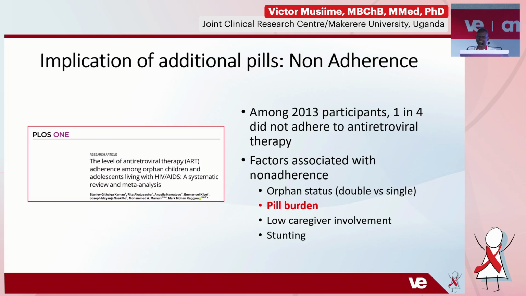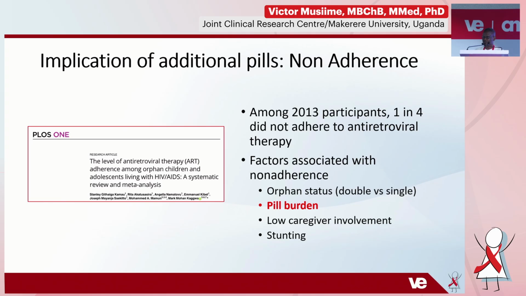So what does an additional statin do? Now, this systematic review was done among young people living with HIV, 2013 of them. In this systematic review, it was seen that 1 in 4 of them did not adhere to their medication. And many of the factors that are associated with non-adherence, one was orphan status, because these were orphans. Being a double orphan increased your chances of non-adherence, but very, very importantly, increased pill burden. So when you add a statin, you're adding to the number of pills. So that really affects the adherence.